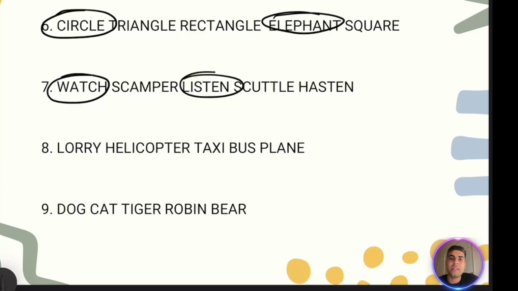Question 8. Lorry, helicopter, taxi, bus and plane. Well, lorry, taxi and bus are land vehicles, while helicopters and planes are air vehicles. So helicopter and plane it is.